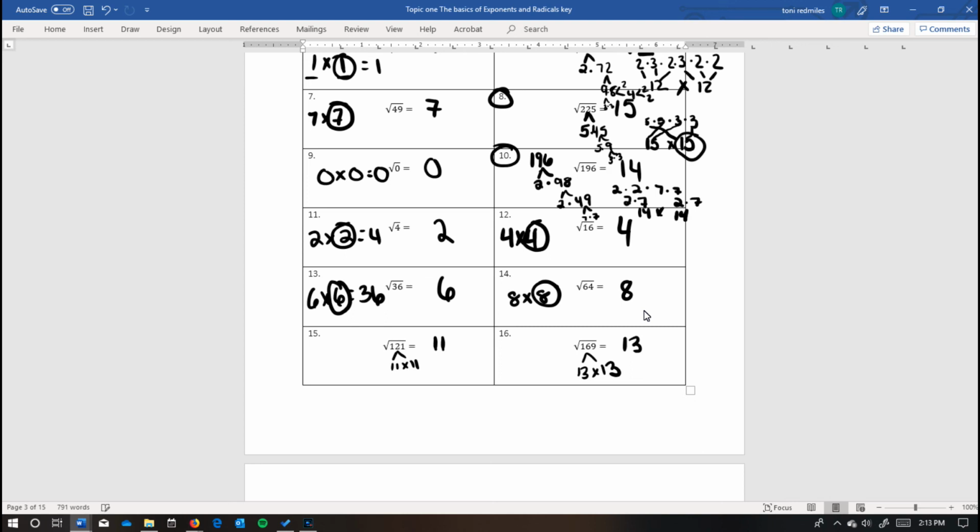All right, so I hope that helped you figure out how to do these radicals. Keep studying them. Again, this is a skill that needs to be memorized, and then come back and we'll do some more.